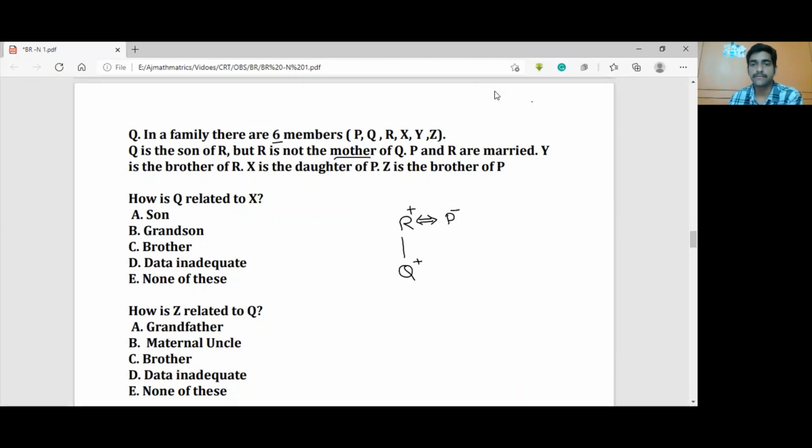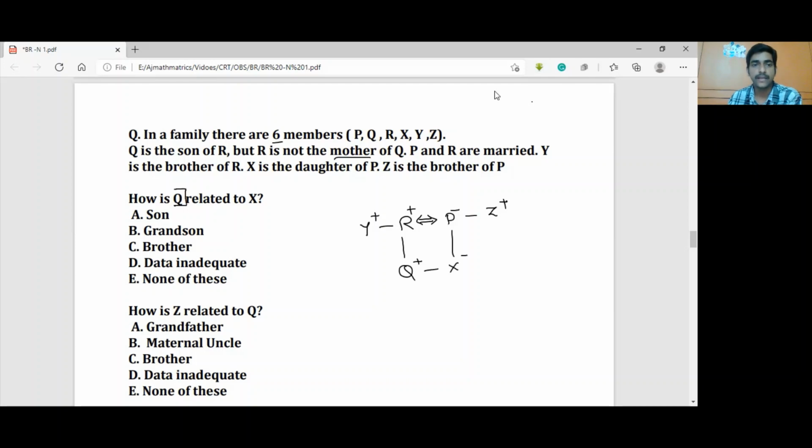Y is the brother of R. X is the daughter of P. And Z is the brother of P. So this is how we need to draw the diagram. And see, R and P are husband and wife. So automatically Q and X are siblings to each other. So this is the diagram we should get.